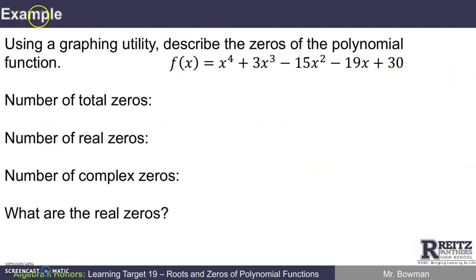So here's an example of the type of problem you need to be able to solve in this learning target objective. It says, using a graphing utility, describe the zeros of the polynomial function right here. We're going to look at a graph of this. We're going to use Desmos for this. You could use the graphing calculator if you would prefer. But the function is f of x equals x to the fourth plus 3x cubed minus 15x squared minus 19x plus 30. So we want to answer these four questions. How many total zeros are there? That's an easy one. This is a degree 4 polynomial. The answer is that there are 4 zeros.